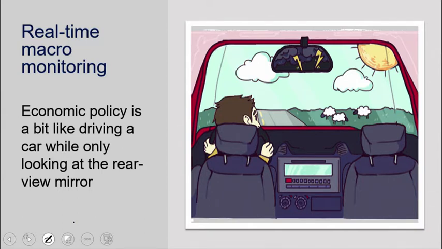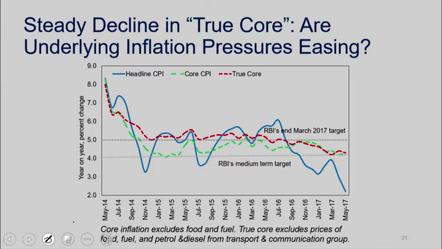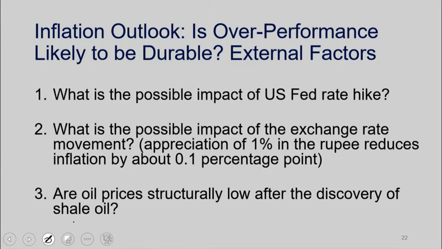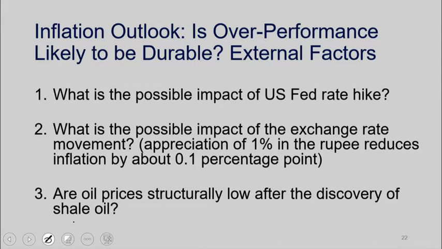We've done inflation, and we've looked at both headline and why we look at core and true core. But the point is that you have to know not just what's going to happen today, but what's going to happen 6, 9, 12 months down the line. So the question is, what are the external and internal factors that will affect inflation going forward? What are the things you look at?